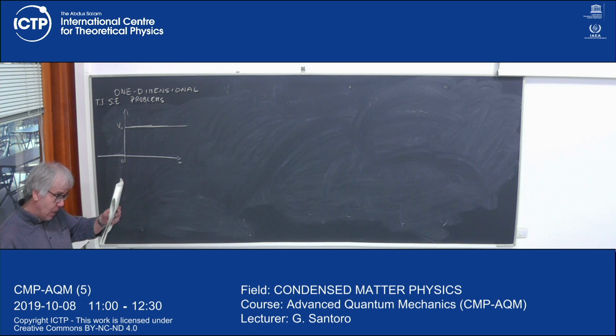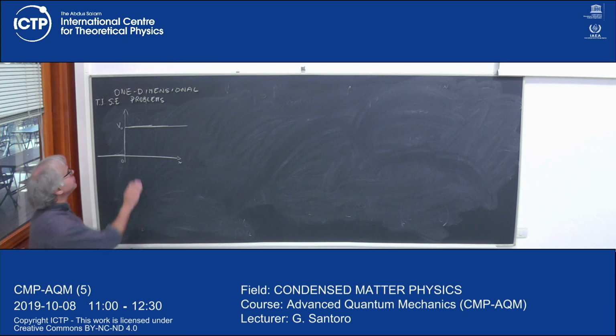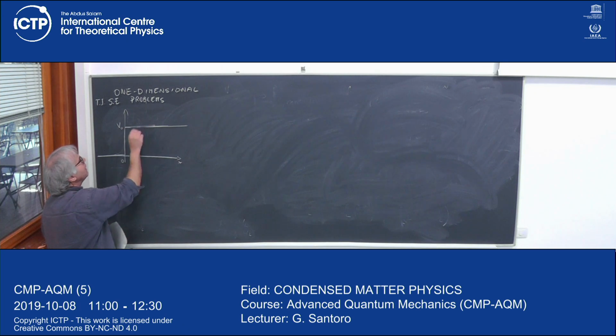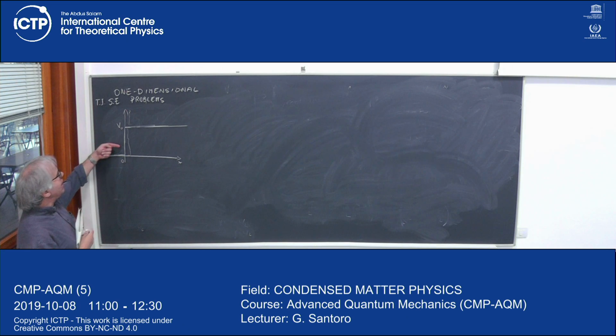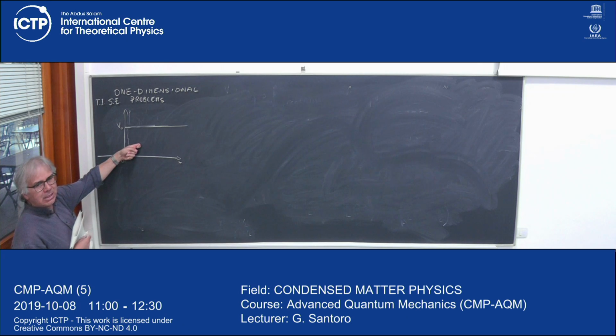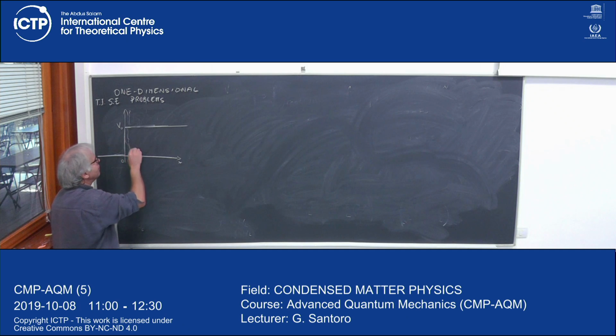Okay? But in fact, as I told you already, there is a slight difference between this part of the energy and this part. Why? Because in this case, if I send an electron with this energy, it will bounce back. What happens here? Zero wave function? Not quite. There will be an evanescent wave.